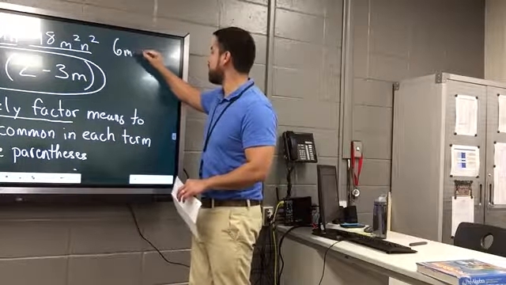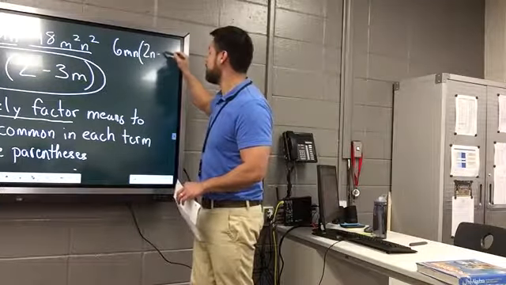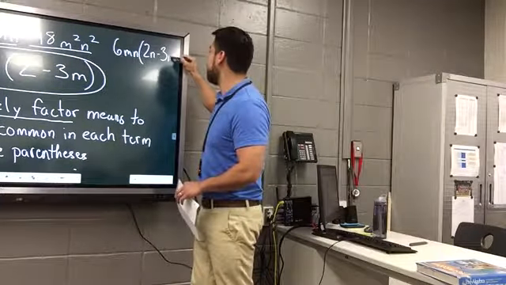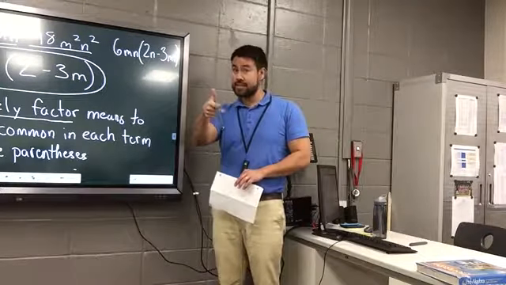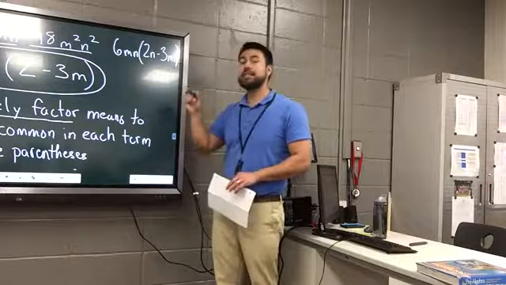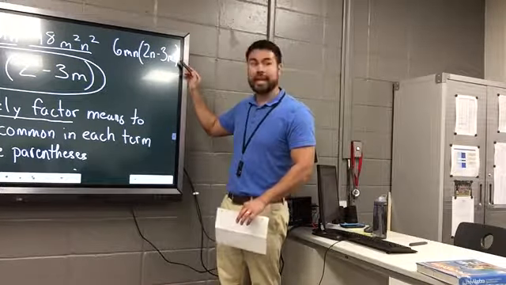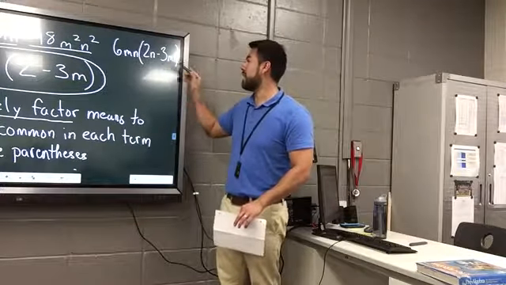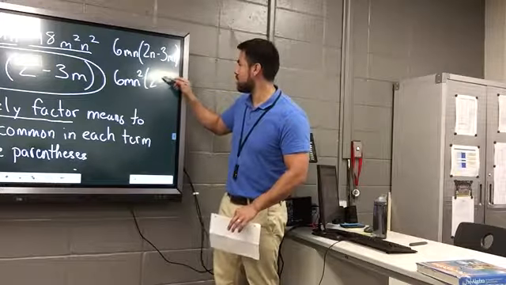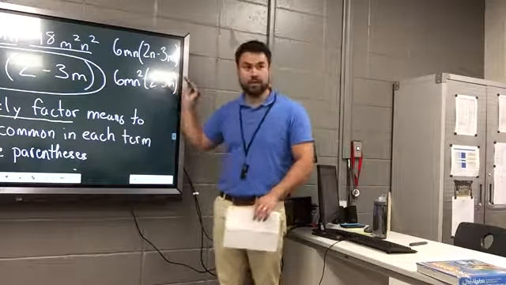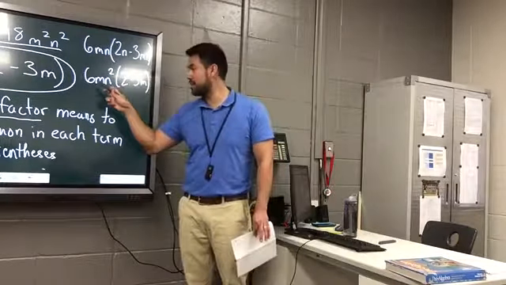Let's say 6mn. I mean, I could get 2n minus 3mn. Okay, is this factored? Yes, it is made a multiplication problem, but is it completely factored? No, because you see how they both still share an n? So I need to factor out that n and make it 6mn squared times 2 minus 3m. That's completely factored. So don't leave it partially factored. I want it completely factored.